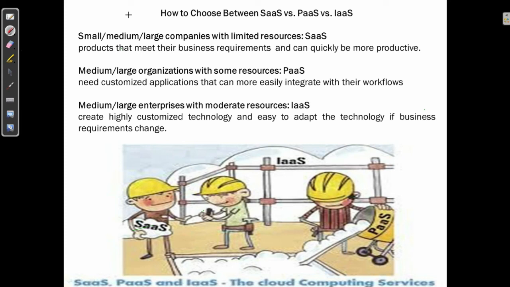Then if it is a large organization with moderate resources, in that case, IaaS will be a good option for the company. With IaaS, they have a high level of control, and with this complete control, IaaS allows the company to create highly customized technology stacks as per the organization-specific requirements.